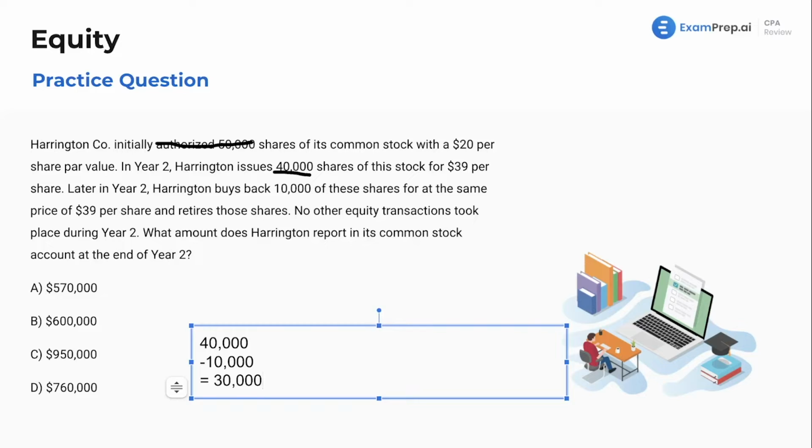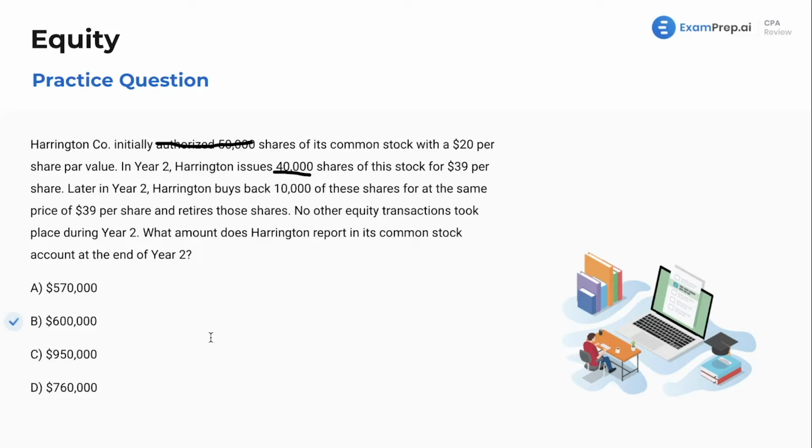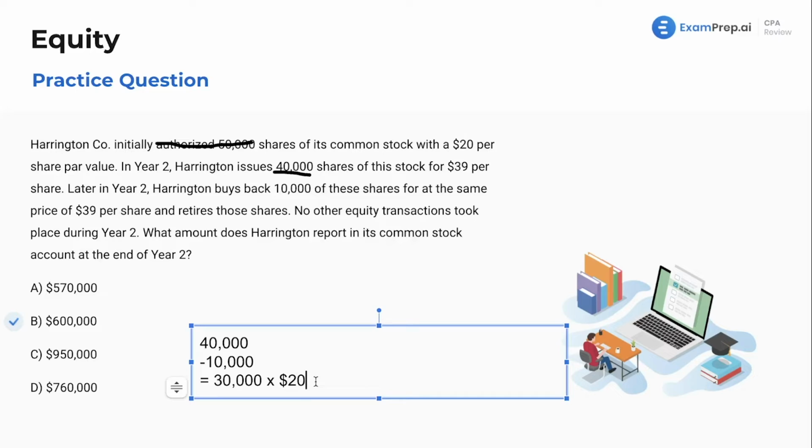Okay, and then we initially authorized the shares with a $20 per share par value, and we are going to take that par value of $20 and multiply it by our 30,000 shares, and that is going to be our final answer in terms of the amount that we have in the capital account at the end of year 2. I'll give you a second to do that math as well. Going once, going twice. All right, final answer is $60,000.